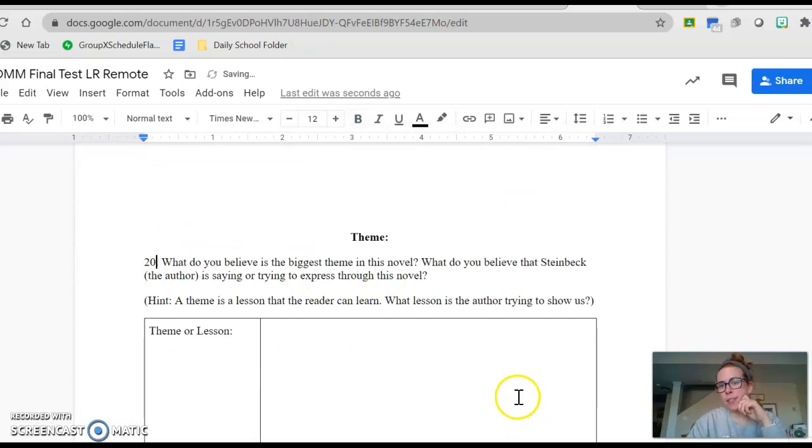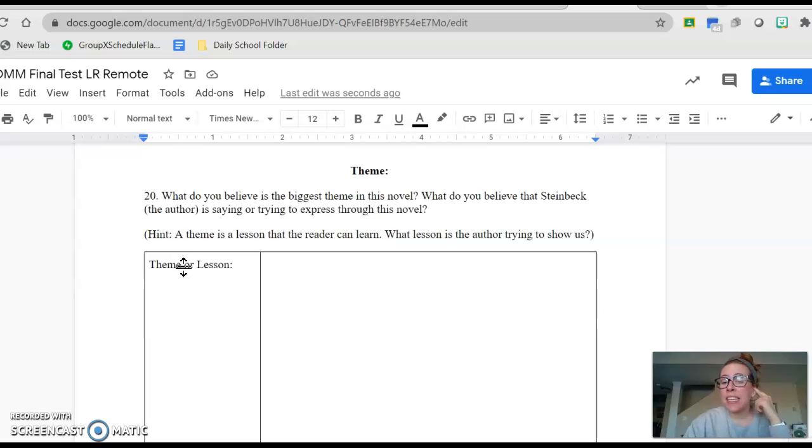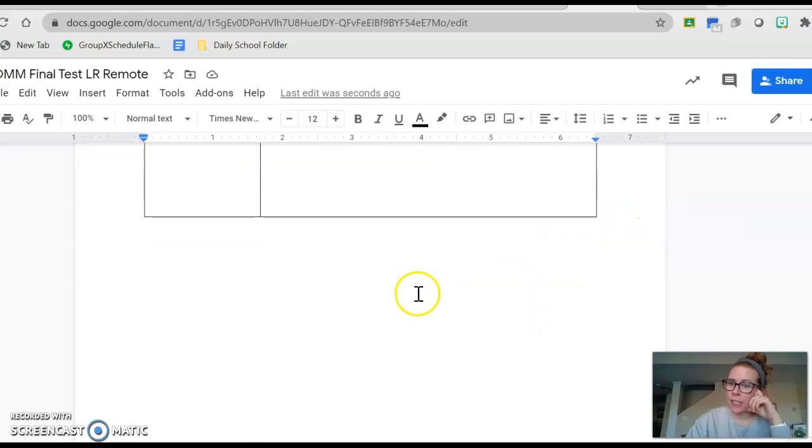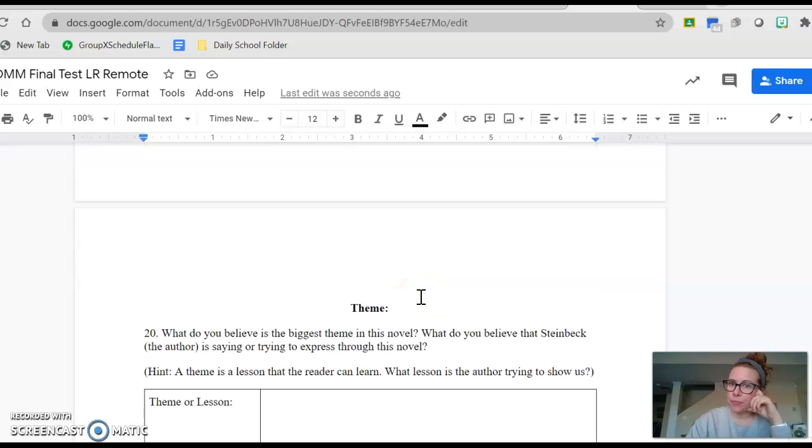Number 20, this is the last one, and this is also writing. So, what do you believe is the biggest theme in this novel? Why do you think that Steinbeck, the author, is saying or trying to express through this novel? All right, so we've talked about a theme. A theme is a lesson that the reader can learn. And what lesson is the author trying to show us? So you can put that here and explain it just a little bit.